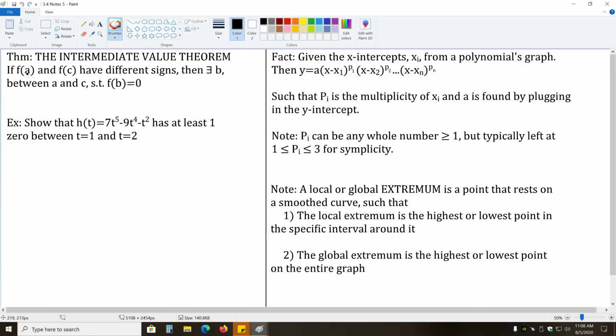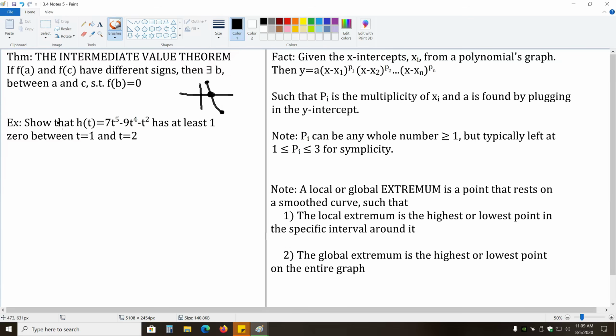So let's put this all into more simplified terms. Essentially, if your graph has a negative y value and a positive y value, then at some point between those values, your graph had to hit 0. So, if your graph has a point down here and a point up here, somewhere along the way, it had to cross through an x-intercept. So, let's go ahead and show how useful this is.